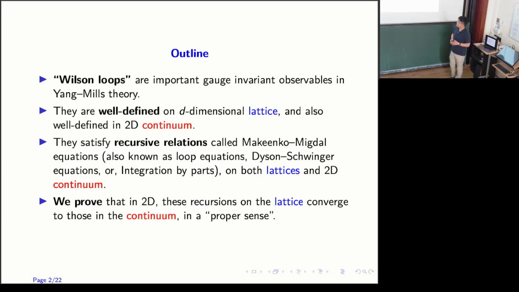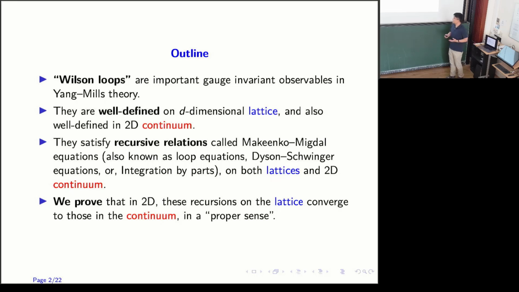What's interesting is that these Wilson loops satisfy a sort of recursive relations, which are called Makeenko-Migdal equations. These are also called under many names. They're also called master loop equations, or Dyson-Schwinger equations, or just integration by parts. So basically, these recursions are a type of integration by parts for Yang-Mills.